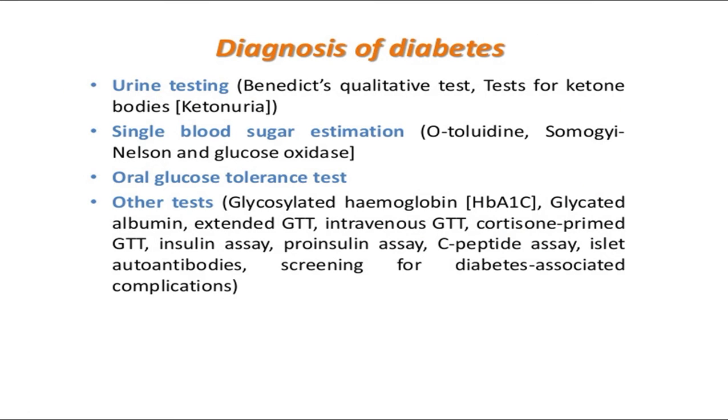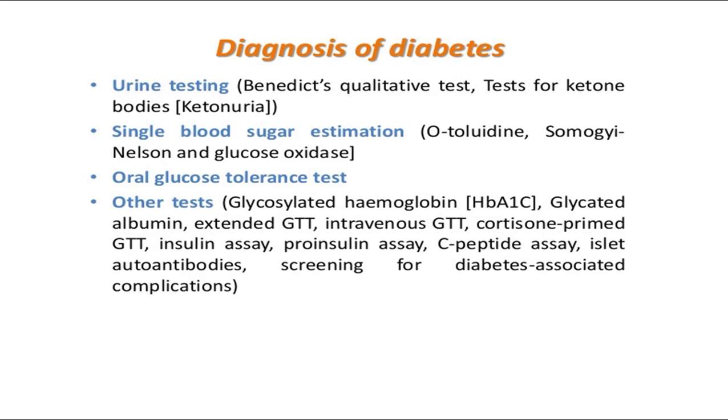Now the diagnosis of diabetes mellitus requires the blood glucose level. There are three types of blood glucose levels measured routinely in the laboratory. One is the fasting blood glucose, called FBS. Second is the postprandial blood glucose, which is the blood glucose level 2 hours after a meal, called PP2BS. And the third is the random blood glucose, called RBS.